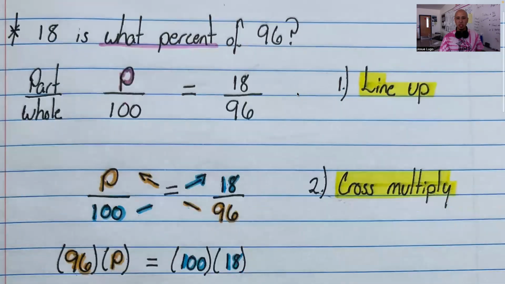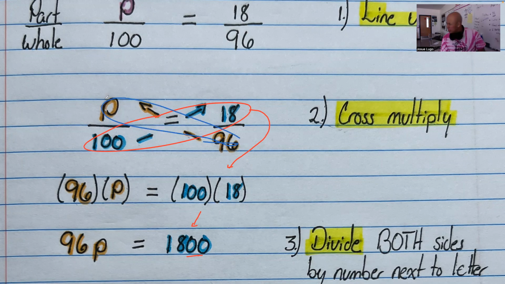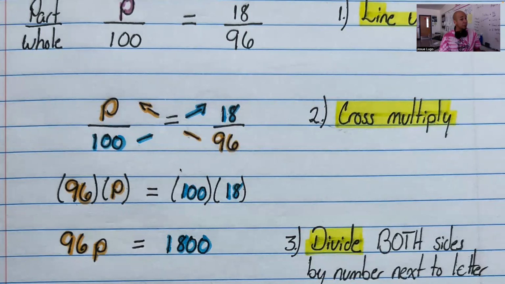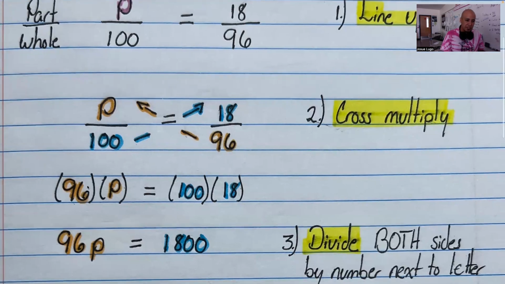So step number 2, we need to cross multiply. So let's go ahead and cross multiply. So we're going to have 100 times 18. So 100 times 18 is 1,800. When you're multiplying by 100, guys, you just write down the number and then add 2 zeros. So that's 1,800. And the other cross product is going to be 96 times P. So 96 times P is just 96P. On either side of the equal sign, on one side we have 1,800, on the other side we have 96P. It technically doesn't matter on which side as long as you're multiplying the right numbers. So cross multiply: 100 times 18, 1,800. 96 times P is just 96P.